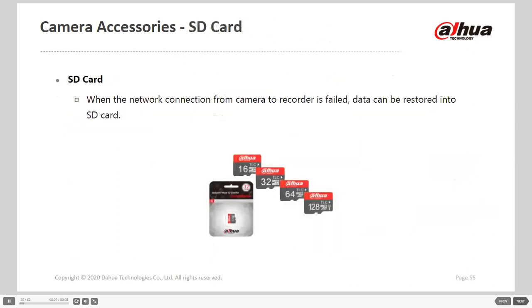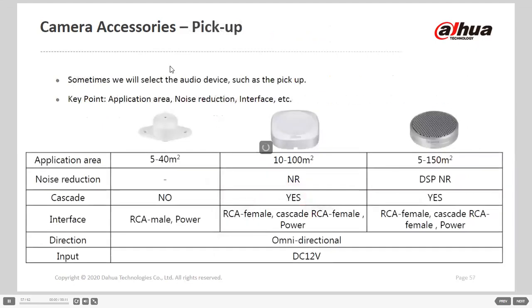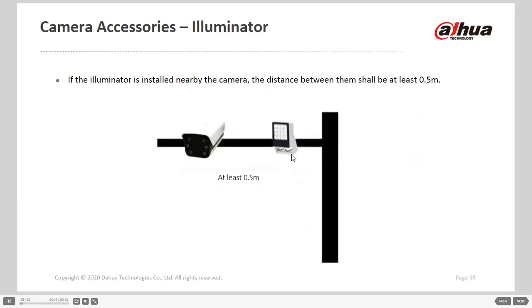We have the SD cards. These are just basic information. Pickup, I talked about pickup before. Pickup is used to enhance the sound of the environment, and also to do noise reduction of interferences. The illuminator is used to increase the brightness. I think most of these you have encountered in traffic spaces.